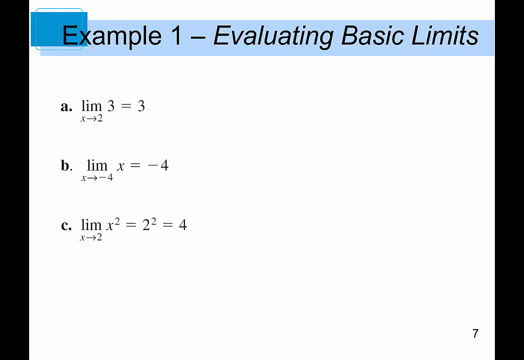So for example, limit when x approaches 2 for function 3 will be just 3. Limit when x approaches -4 for function x will be -4. So limit when x approaches 2 for x squared, here we replace x with 2. That's why we have 2 squared, and 2 squared is 4.